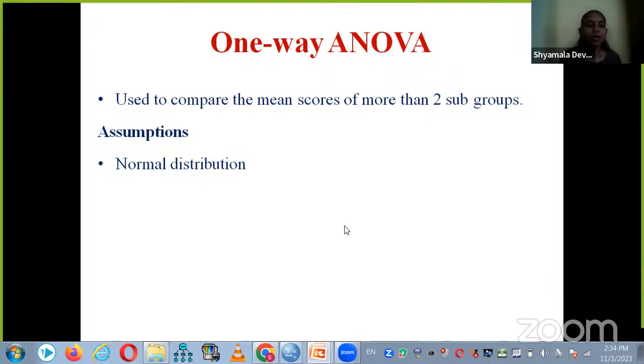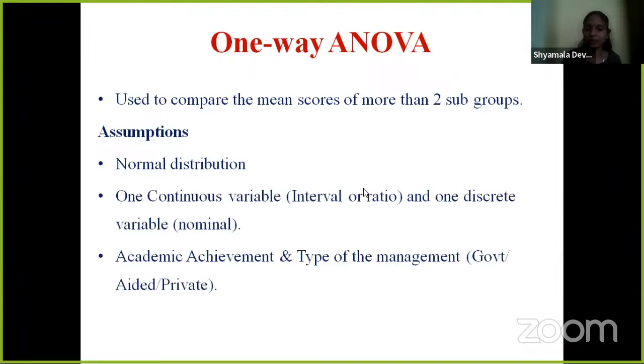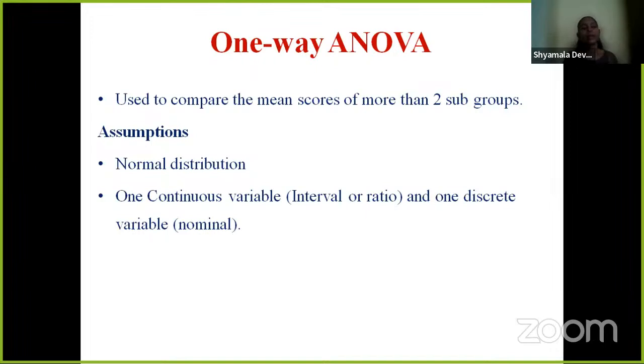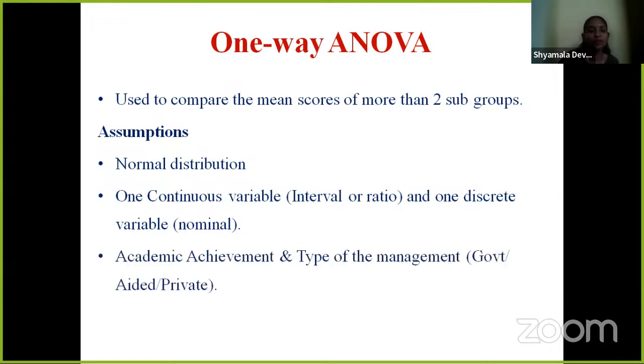So the first assumption is normal distribution, and the second one is that here we are going to use two variables: one continuous variable and one discrete variable. The continuous variable should be on an interval or ratio scale. The discrete variable should be on a nominal scale with more than two subgroups. For the continuous variable, I am going to take academic achievement, and for the discrete variable, type of management. Type of management has three subgroups: government, aided and private. So it is more than two subgroups, and hence I'm going to do ANOVA. If it is limited to two subgroups, we have to choose the t-test. With that, we are going to do the analysis.